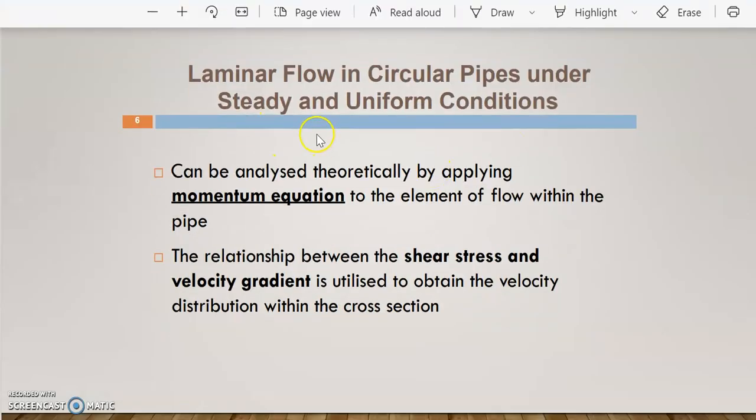Now we look into the laminar flow in circular pipes under steady and uniform condition, which can be analyzed theoretically by applying the momentum equation. The relationship between the shear stress and the velocity gradient is utilized to obtain the velocity distribution within the cross-section.